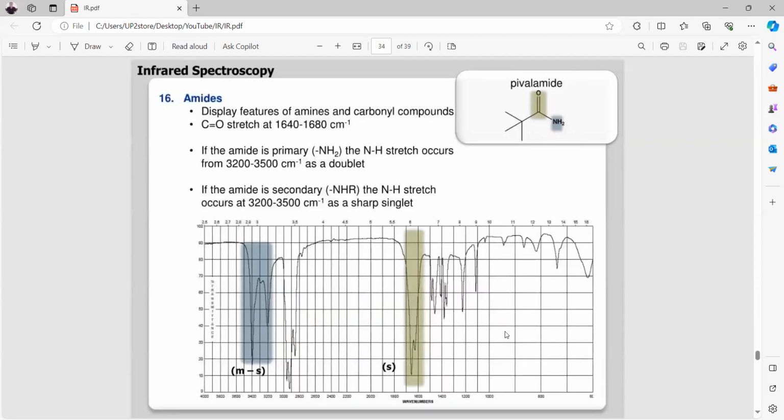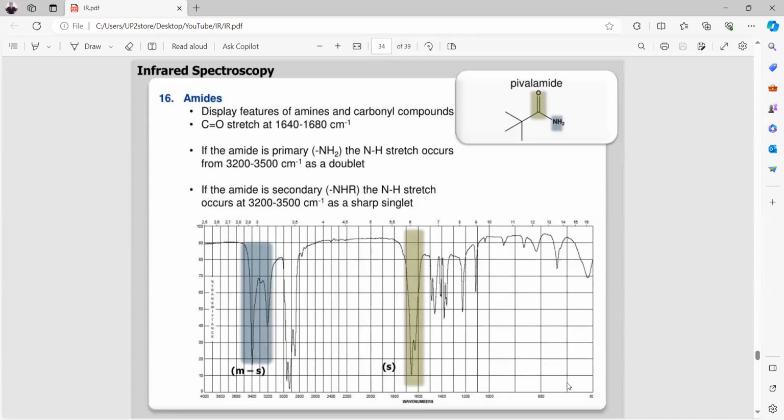And we will talk about amides. We have an example with amides, displaying features of amines and carbonyl compounds. You can see the C=O stretch at 1640 to 1680. If the amide is primary, NH2, the NH stretch occurs from 3200 to 3500 as a doublet. If the amide is secondary, the NH stretch occurs around 3200 to 3500 as a sharp singlet. From this example, we have NH2, so we have two hydrogens.